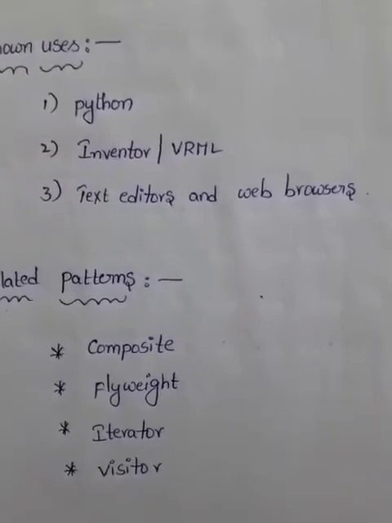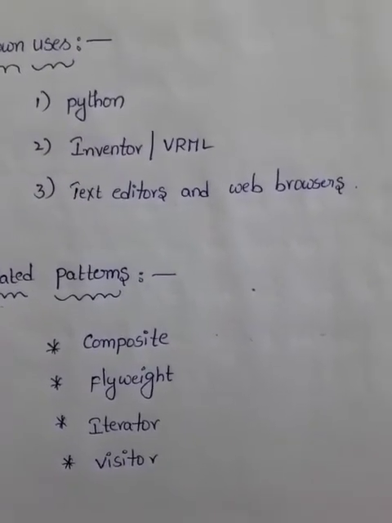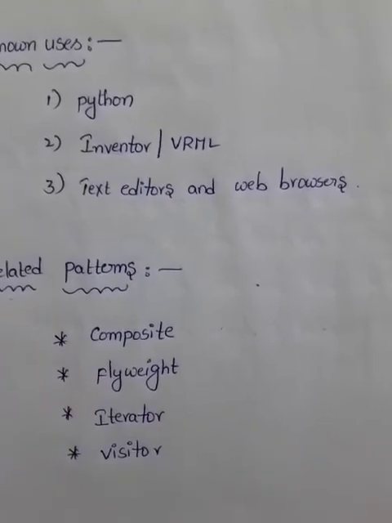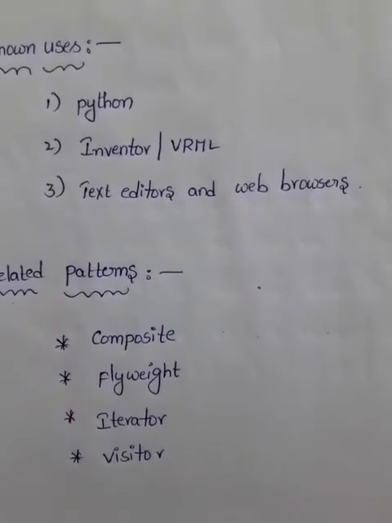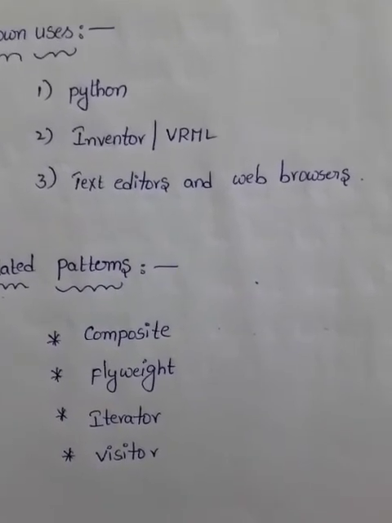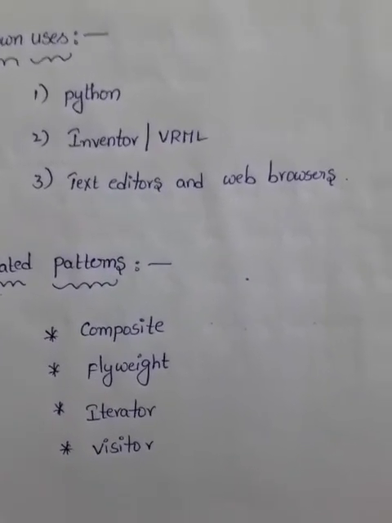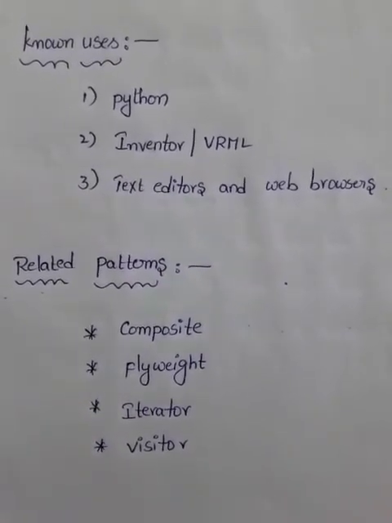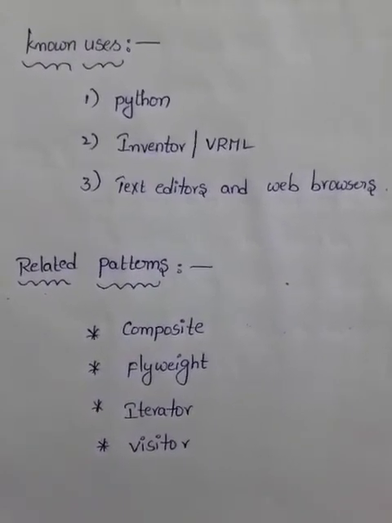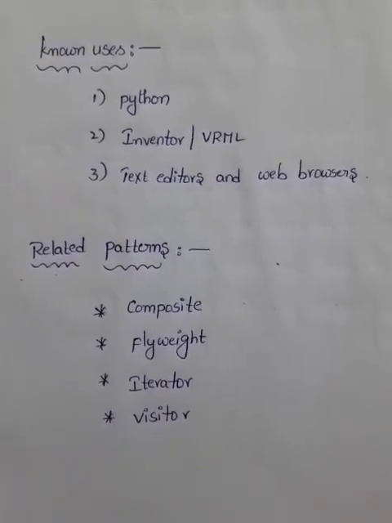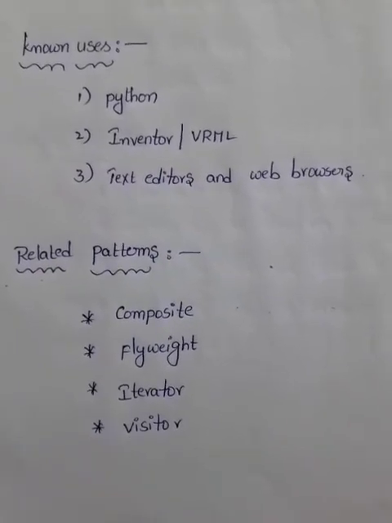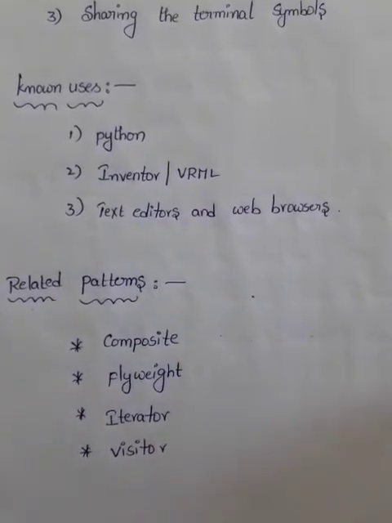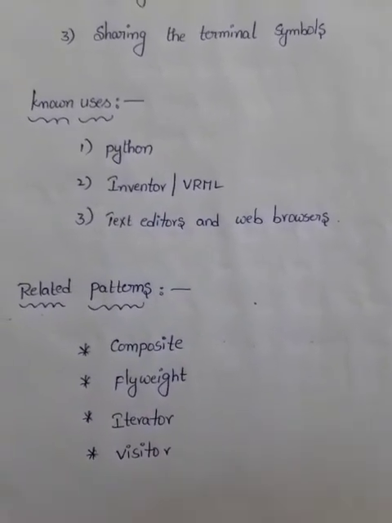The next one is iterator. The interpreter can use an iterator to traverse the structure. And the final pattern is visitor. It can be used to maintain the behavior in each node in the abstract syntax tree. So these are the four related patterns under our interpreter pattern. This is about related patterns, and so this is about the interpreter pattern, which comes under a behavioral pattern.